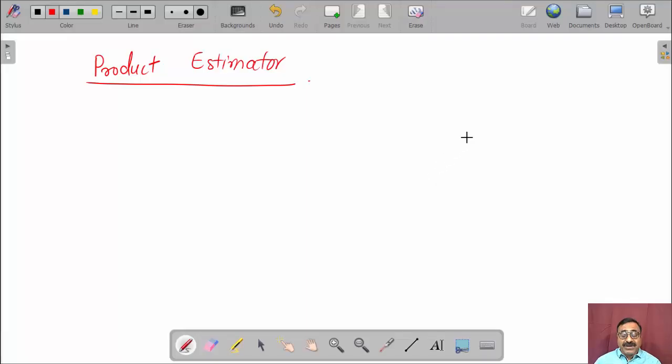Welcome. We have studied the ratio estimator, where we consider the estimate of the population mean Ȳ_R equal to ȳ by x̄ into X̄. This is the ratio estimator because this is the ratio of two sample means we have considered here for estimating the finite population mean. Now, alternatively, we can define another estimator known as the product estimator, which was proposed by M.N. Murthy.